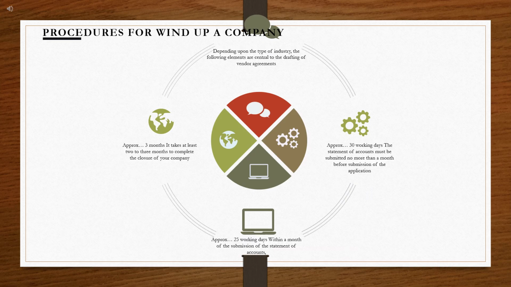Procedure for winding up. Depending upon the type of industry, the following elements are central to the drafting of vendor agreements. Approx. 30 working days.